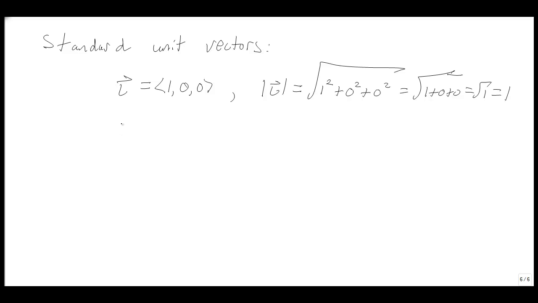And similarly, j, again, was 0, 1, 0. Could run through the same calculation here. For the magnitude of j, you'd get 1. You just get a 0 squared plus 1 squared, but you'll get the same answer in the end. And k is 0, 0, 1. A really ugly one there. Okay. So we've got those here.